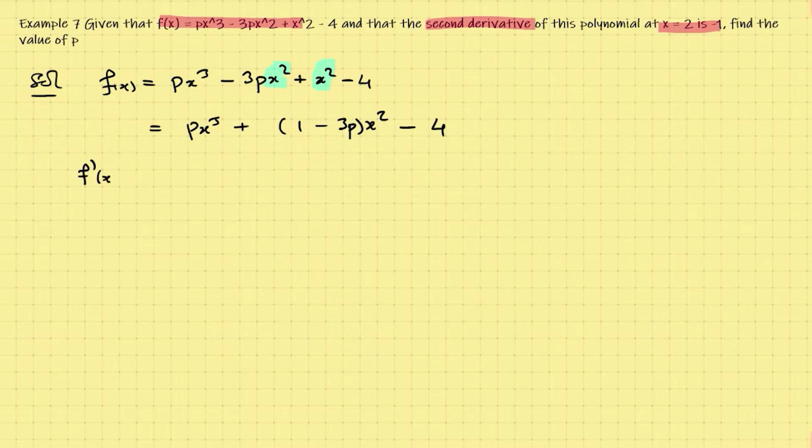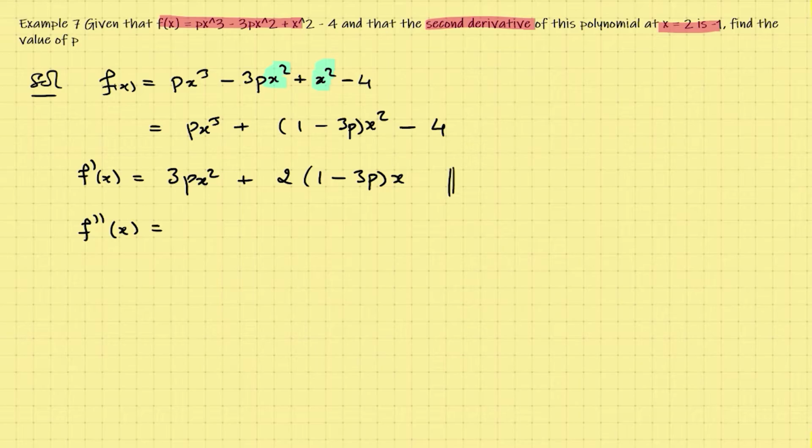So the first derivative is going to give me 3p x squared plus the second term is going to give me 2 times the coefficient, and then I reduce the power by 1, and of course the constant just differentiates to give me 0, so I just leave it at that. So that's the first derivative. The second derivative is I repeat the same process now, but to this function here.